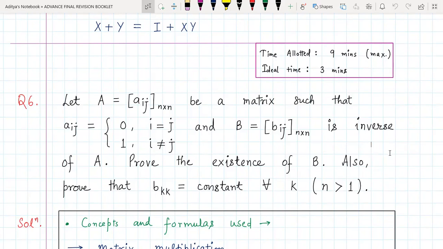So the maximum time allotted for this question would be 9 minutes, and ideally you should try to do it within 3 minutes, and then you can return back to have a look at the solution. So I hope all of you have tried it out.